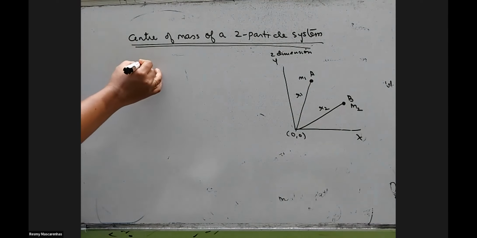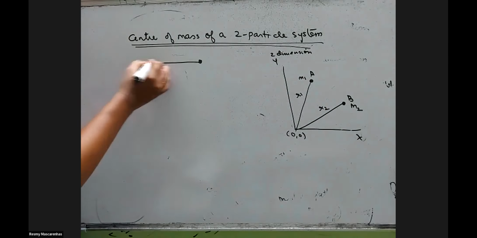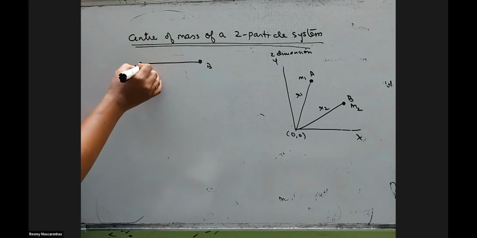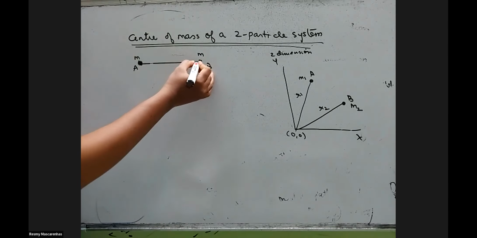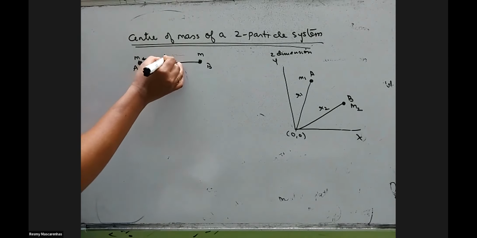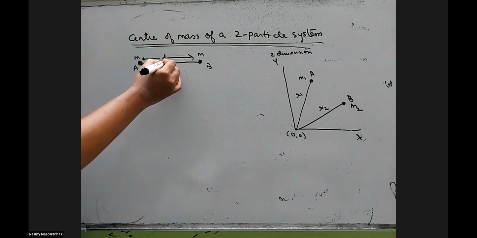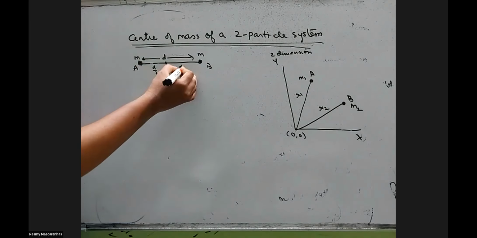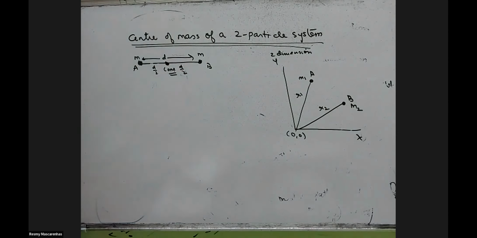Okay. Now, before starting with this, take A and B. Suppose this is mass m and this is also mass m, equal masses on both sides, and this is the distance. So it is obviously understood that the center of mass will be lying exactly in the middle. This will be the center of mass.